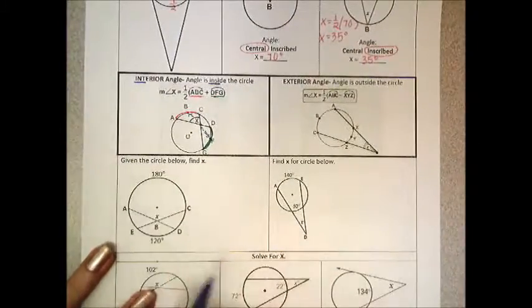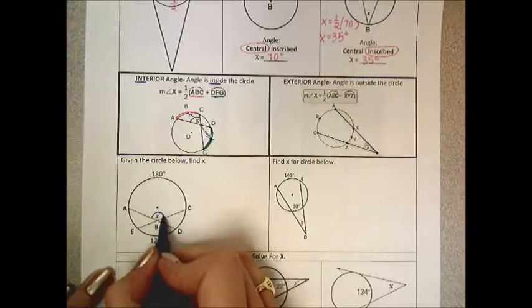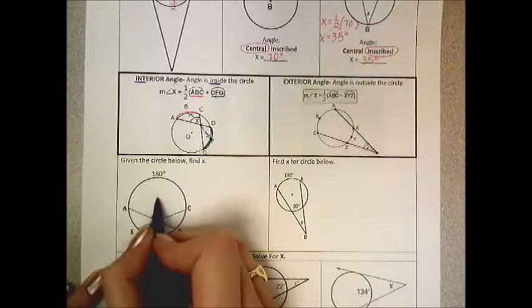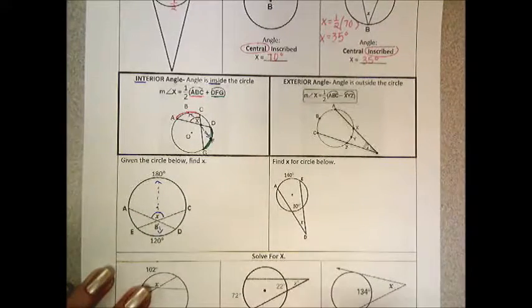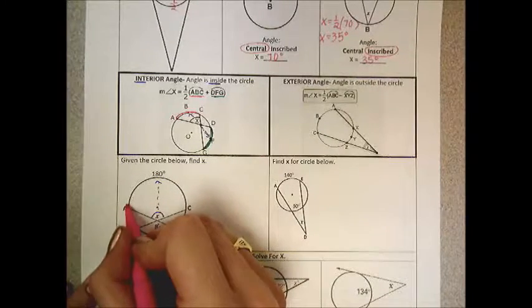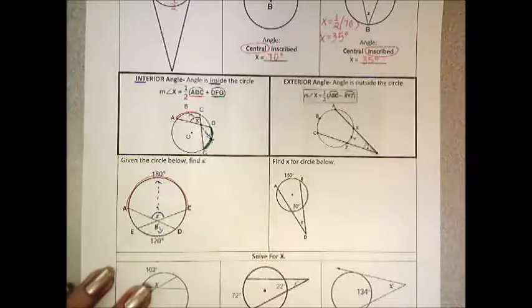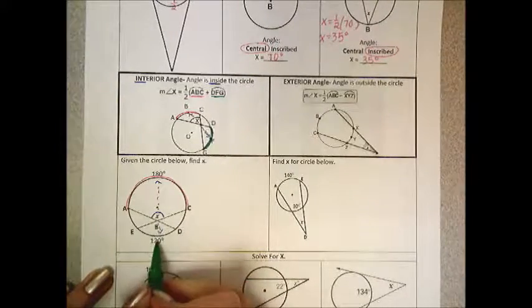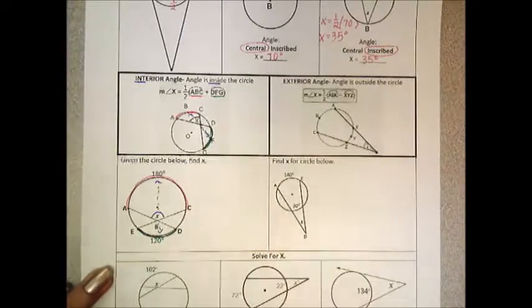So it says, given the circle below, find x. So I see that x is this angle right here. Like I said, I'm going to kind of draw those little dotted lines to see where my arcs are. So that points me that my first arc is going to be right here, A to C, which is 180. And then I see that my next arc is E to D, 120.